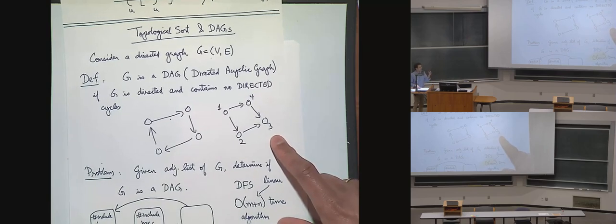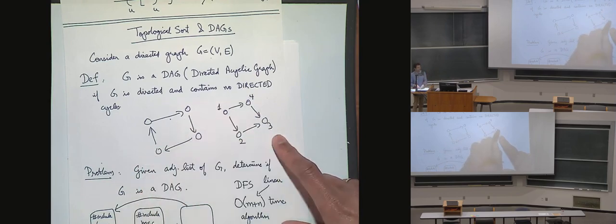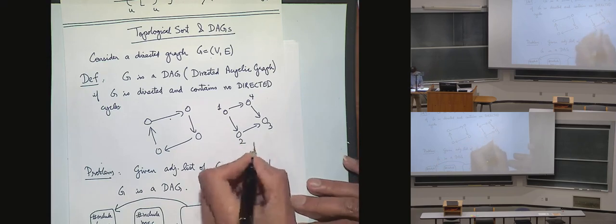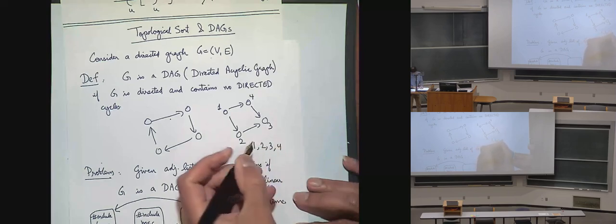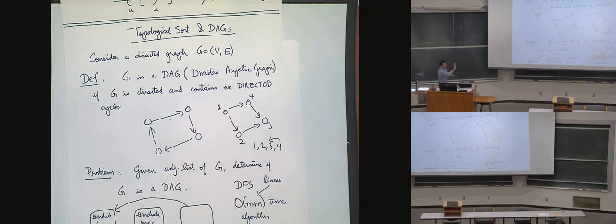Is there any other? Yeah? 1, 2, 4, 3 also works. But you cannot do 1, 2, 3, 4 because then there's an edge that goes back in the order. Does that answer your question? So you see, it's not about BFS or DFS directly. It's really about the structure of this graph.